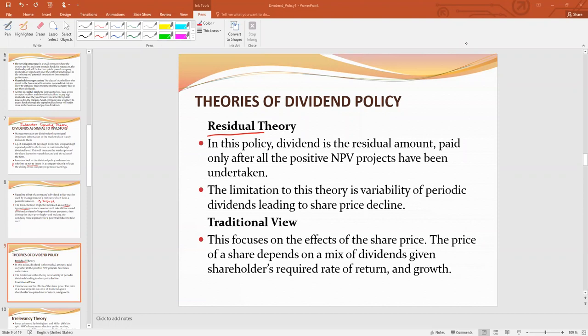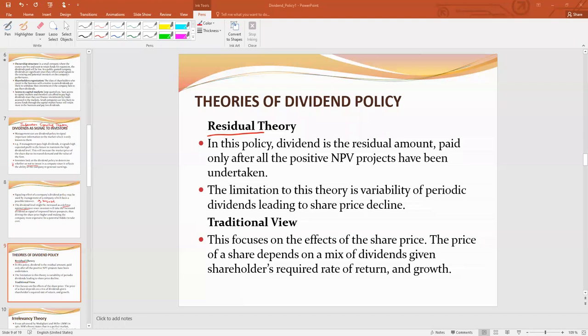The next theory is called the traditional view. The traditional view is simply trying to say what its tenets are: when it comes to paying the dividend, the main concern management shall have is what the implication of paying this dividend will be on the share price, as well as on the cost of capital.